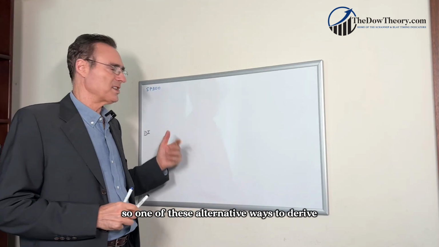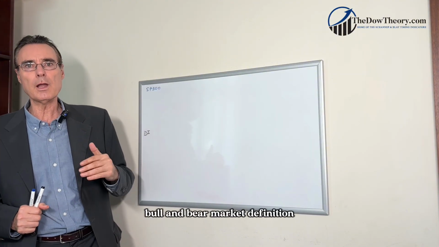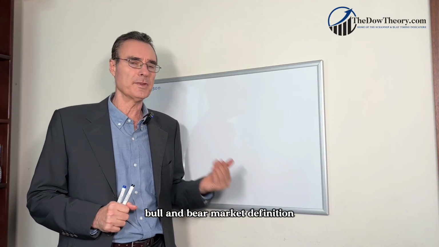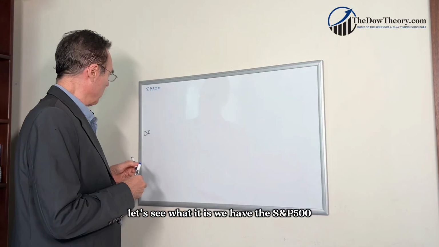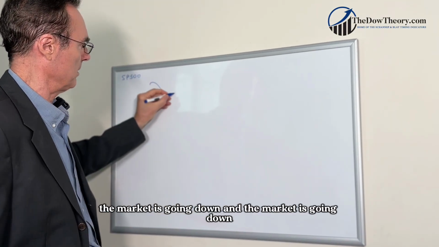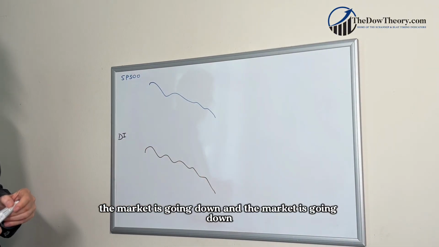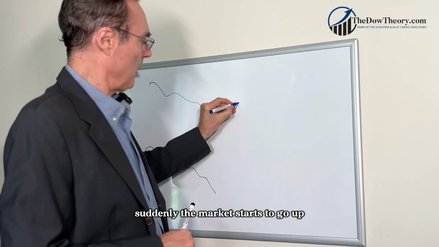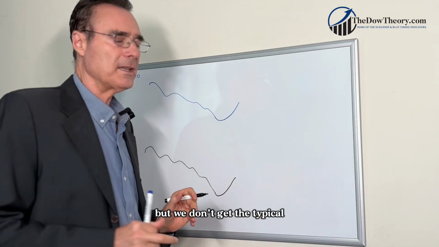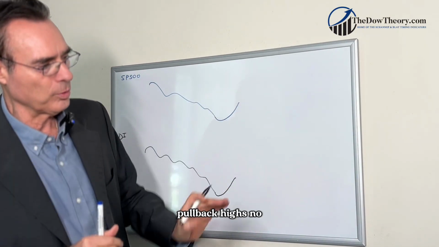So one of these alternative ways to derive signals is the so-called bull and bear market definition. Let's see what it is. We have the S&P 500. Let's imagine we are in a bear market. The market is going down and going down. Suddenly, the market starts to go up, but we don't get the typical sequence of secondary reaction, pullback, highs.